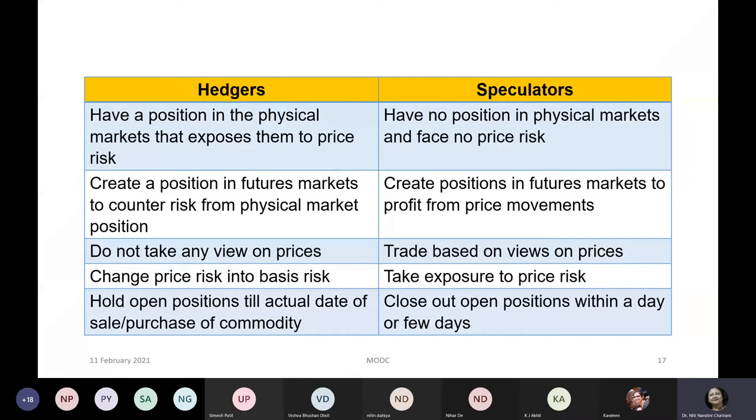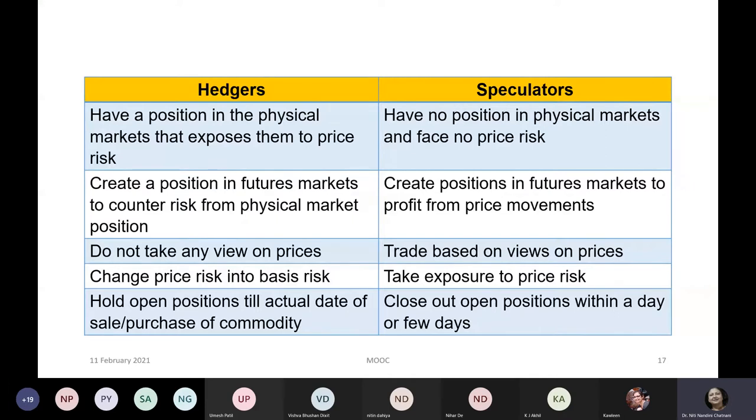One important point here is a hedger. Let's say I am an exporter who needs to buy castor seed in the second week of March, because I have to export the castor seed to a Japanese buyer at the end of March. If I've got a confirmed order today, 11th February, I'll buy a March futures contract of castor seed and I'll hold on to it till I'm actually ready to buy castor seed from the spot market.